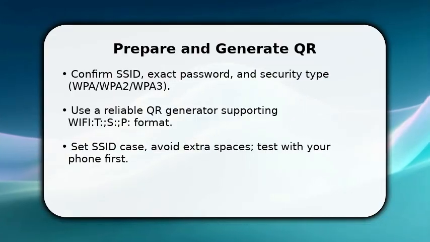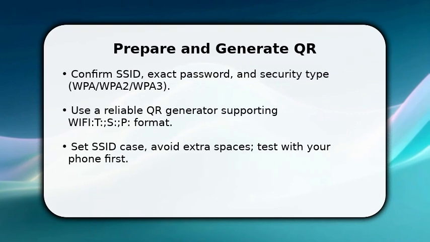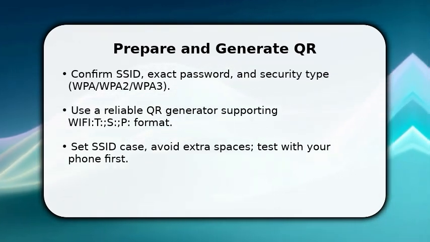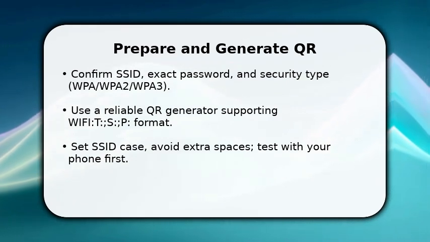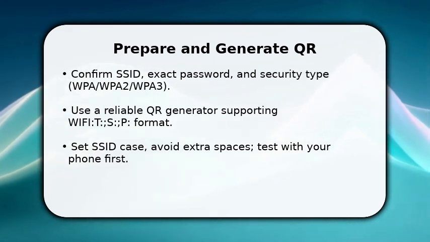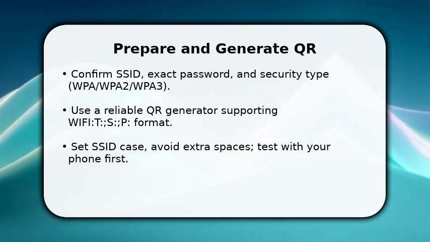You start by gathering the exact network name and password. Accuracy matters because spaces or wrong case break the connection. Next, pick a QR generator that explicitly supports Wi-Fi QR syntax. Enter T for security, S for SSID, and P for password.